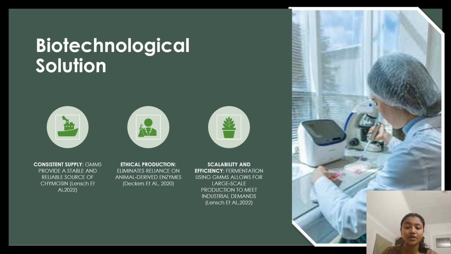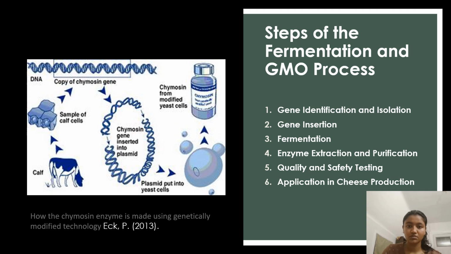And the third one is scalability and efficiency. Fermentation using genetically modified microorganisms allows large-scale production to meet industrial needs. In this slide, we are going to talk about the steps of the fermentation and GMO process. There are mainly 6 steps.